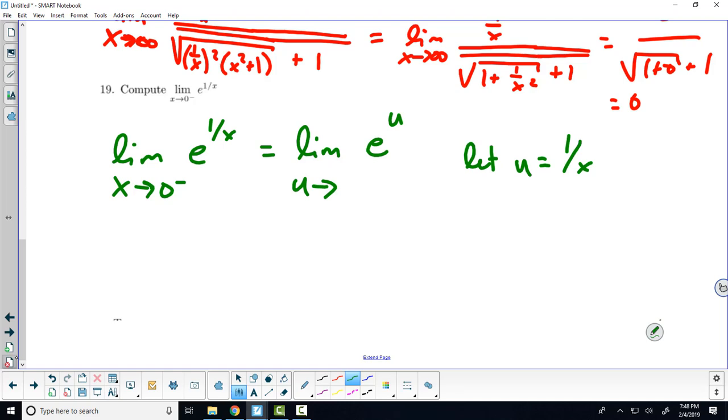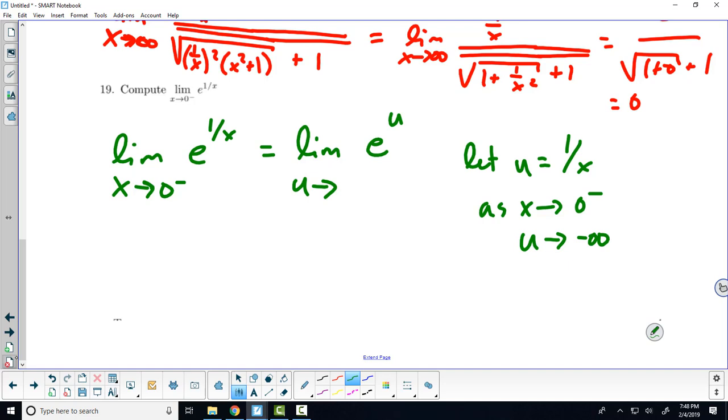Because look at how they're related. u would be approaching, somebody said 1 over x, so it would be 1 over a very, very small but negative number, right? So as x goes to 0 from the left, u is going to negative infinity. Do you see that?